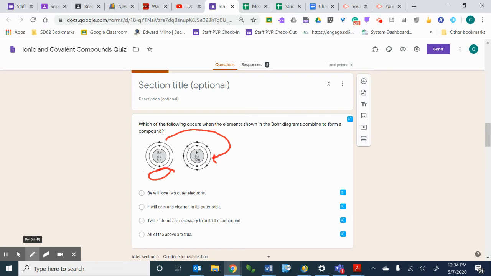So what do we have happen here? Okay, fluorine's going to gain one electron in its outer orbit. Yes, because it only has space for one more. Okay, beryllium's going to lose both of those.